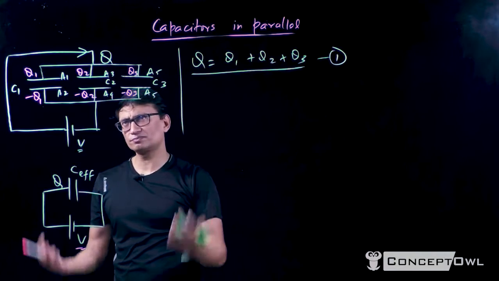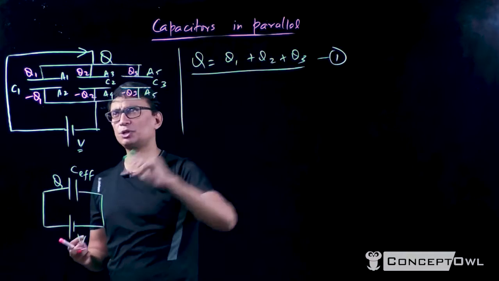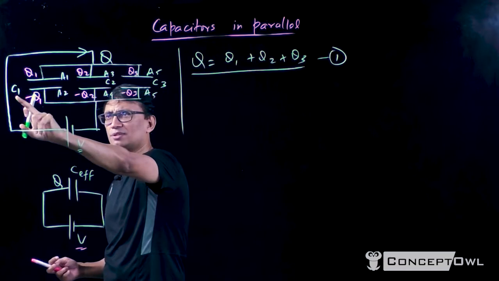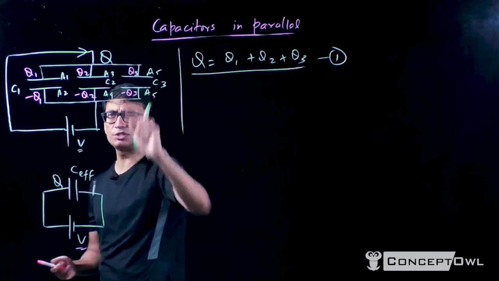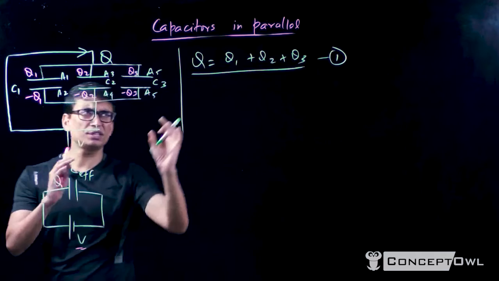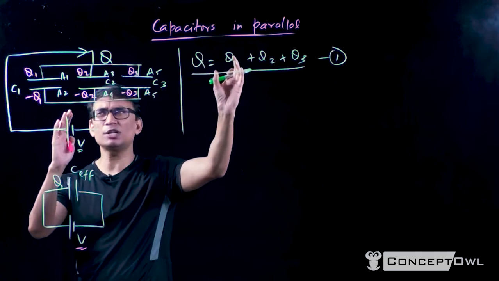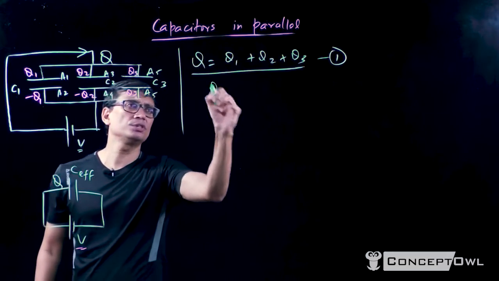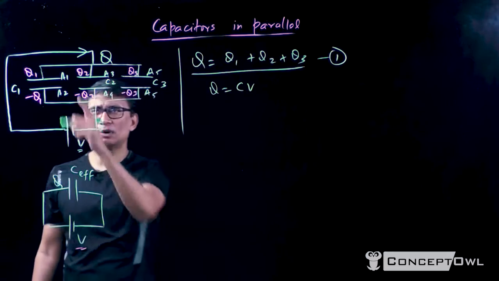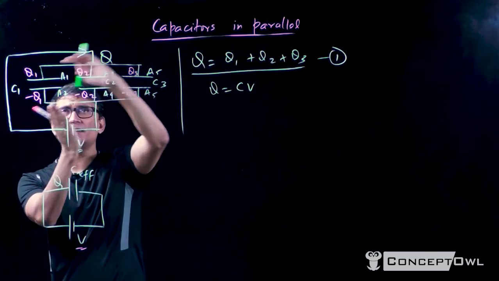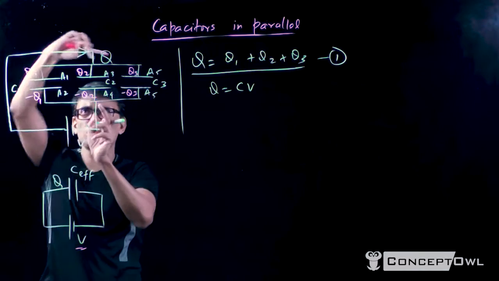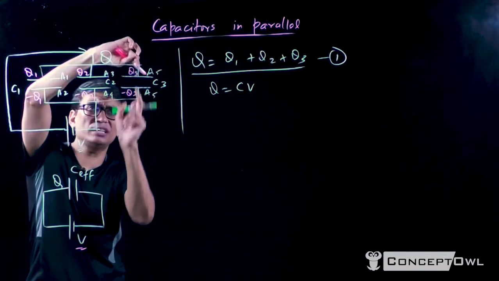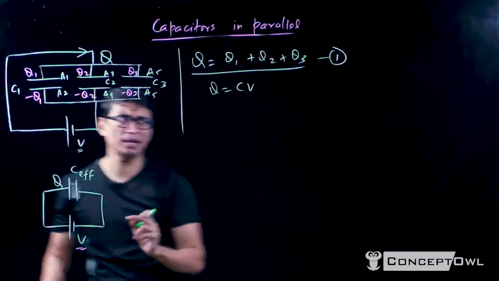Okay, so now what is my Q1, Q2, Q3? Look at each of those capacitors. We have C1, C2, and C3. Now what is it that connects the charge to the capacitor? It is the equation Q is equal to CV. Now look at this. What is the V for each one of them? These two points have potential V, which means the potential here is V, V and V. All the capacitors have the same potential across them, right?